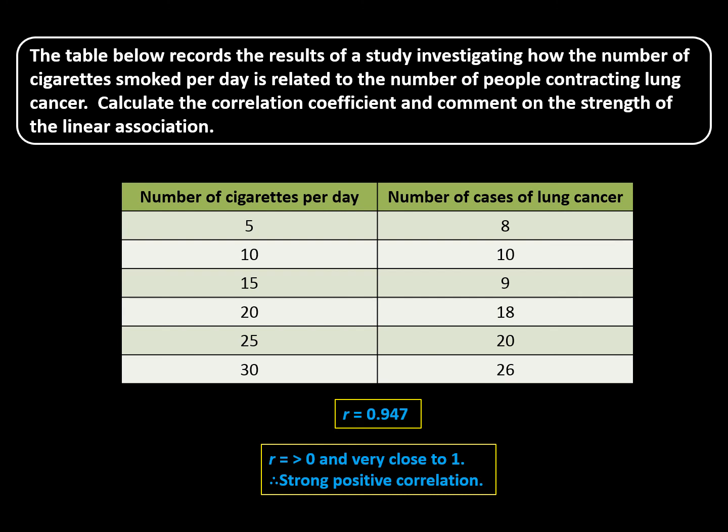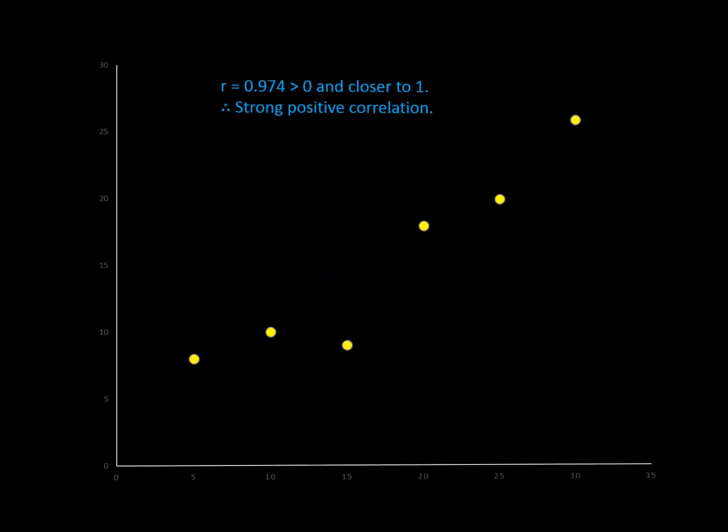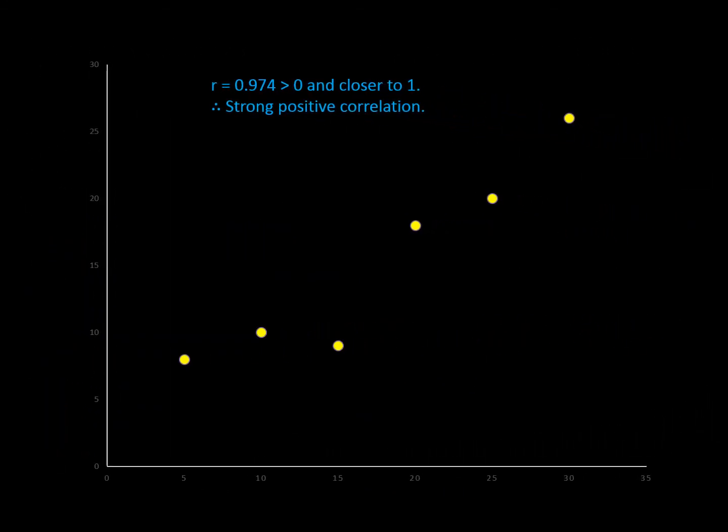What's the comment? R is positive. R is very close to 1. Okay. Now what we say is it's a strong positive correlation. Strong positive because it is very close to 1 and it is positive. Look at this one. It's positive and this is how it looks. Strong positive correlation. Positive gradient.